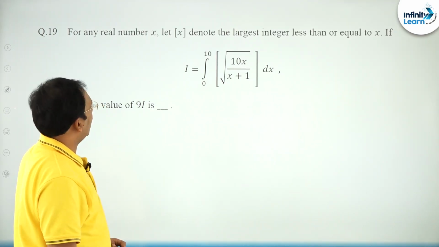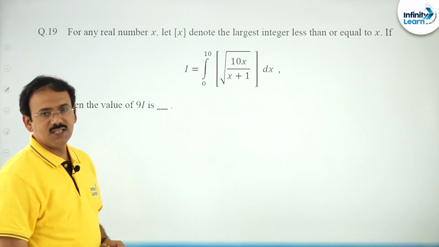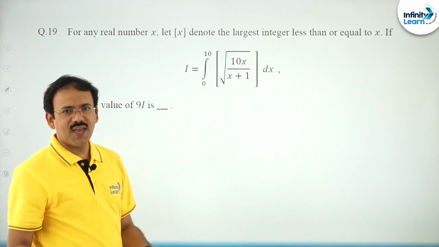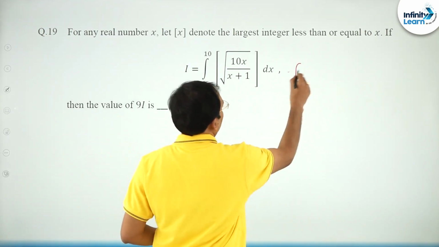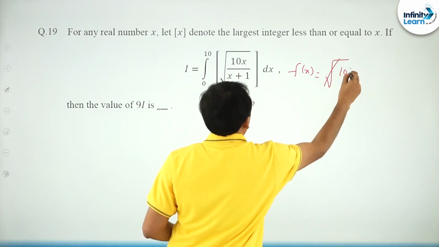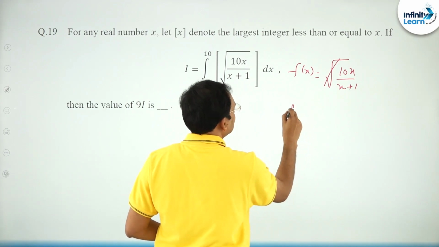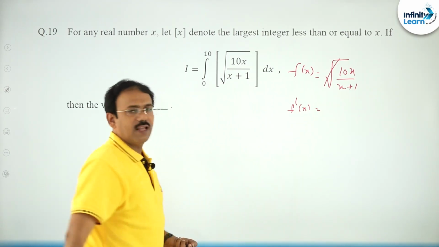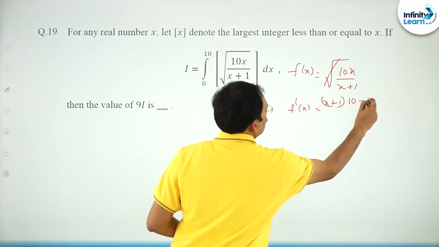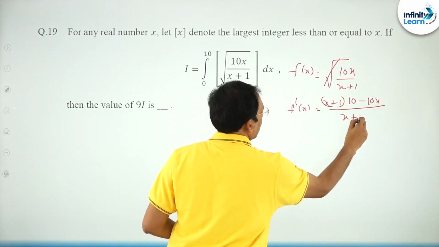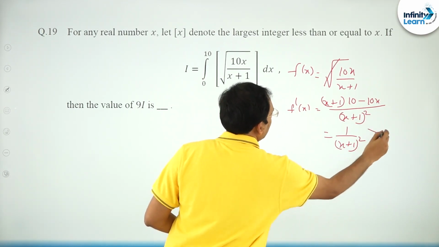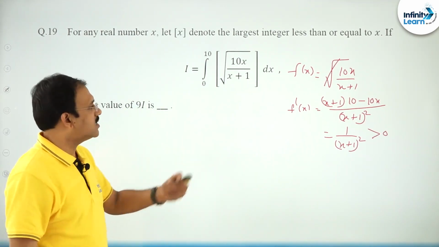Next, this particular question. For any real number x, step x denotes the largest integer less than or equal to x. Step of something means you need to split into cases. Here you take the function f of x as root of 10x by x plus 1, and see its derivative f dash x. f dash x is v derivative of u minus u derivative of v by v square, so you get 10 by x plus 1 whole square. Derivative positive means this function is an increasing function.